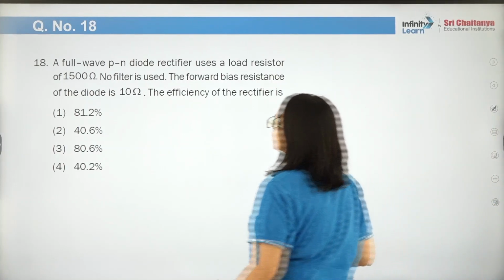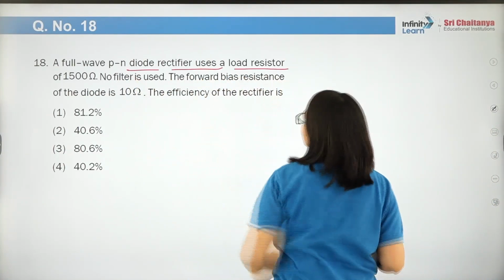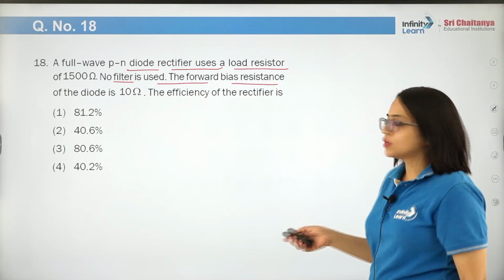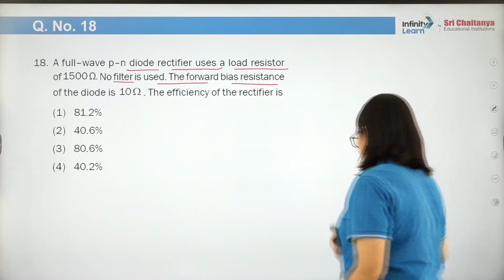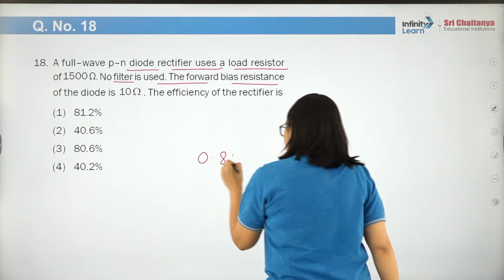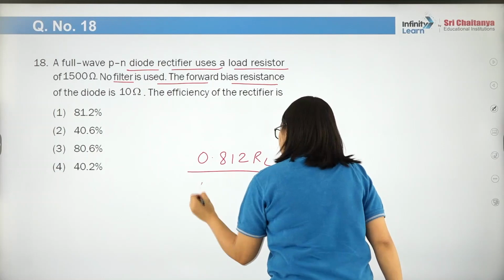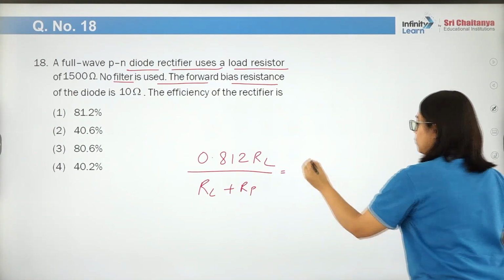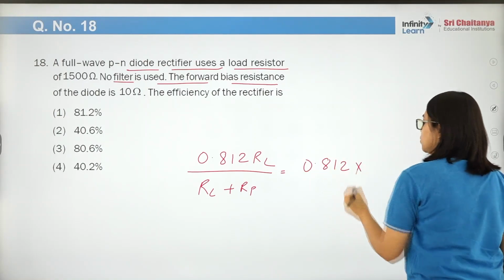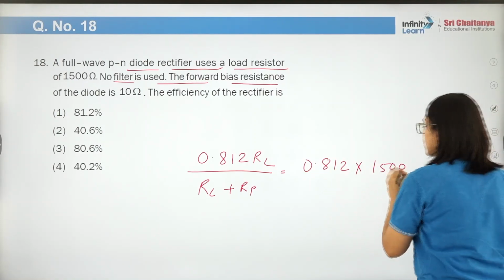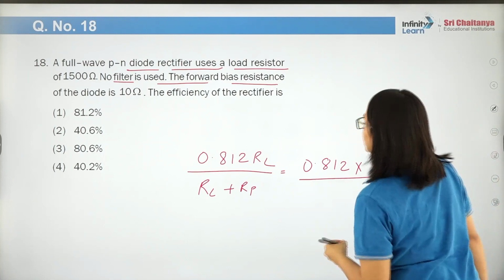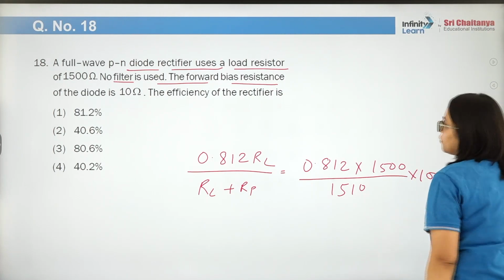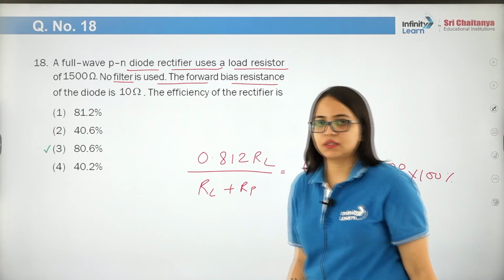Question number 18, a full wave PN diode rectifier uses a load resistance this much. No filter is used. The forward bias resistance of the diode is this. The efficiency of the rectifier is. So in this case, efficiency of the rectifier is given as this much, right? So this will be 0.812 into load is 1500 divided by 1500 plus 10. So it is 1510 into 100%, right? So it will be approximately 80.6%.